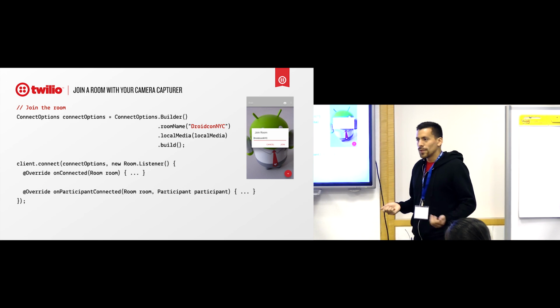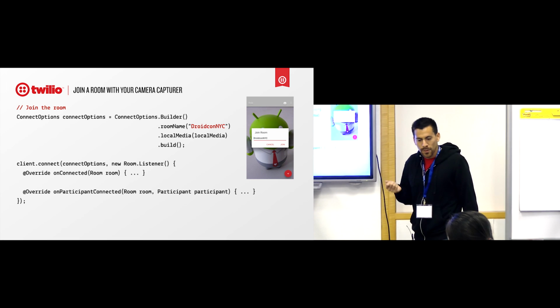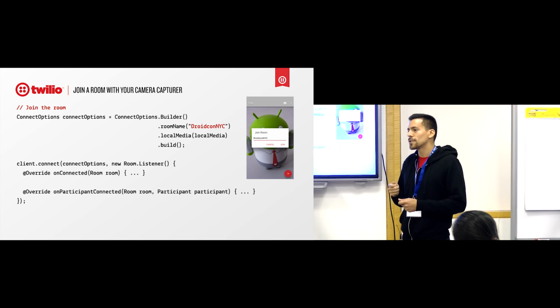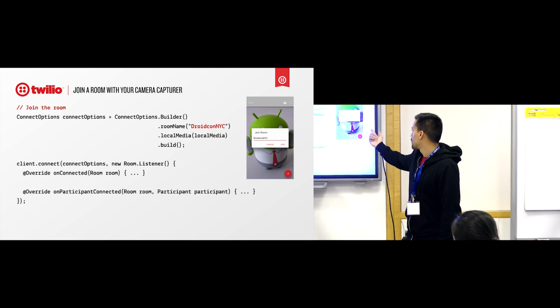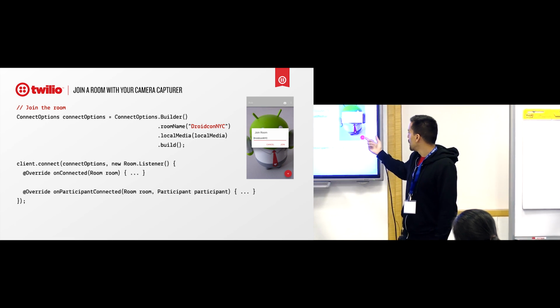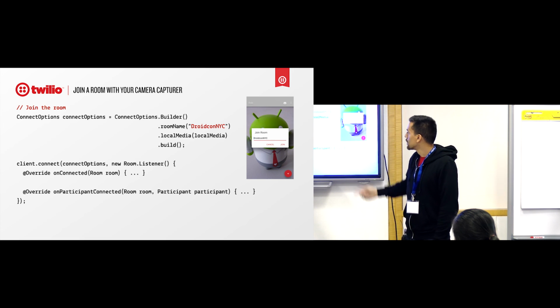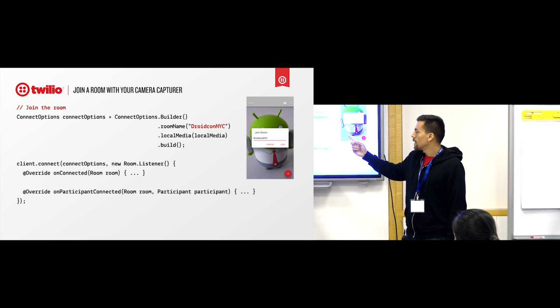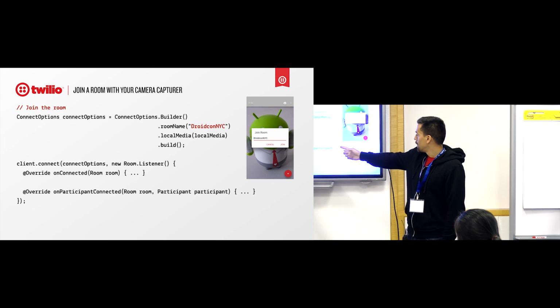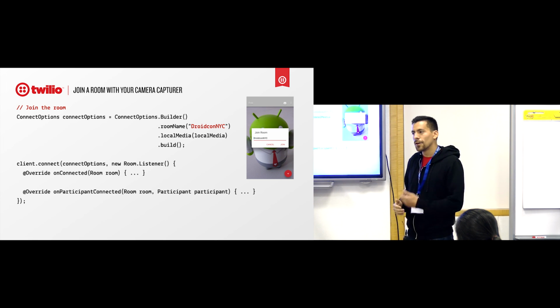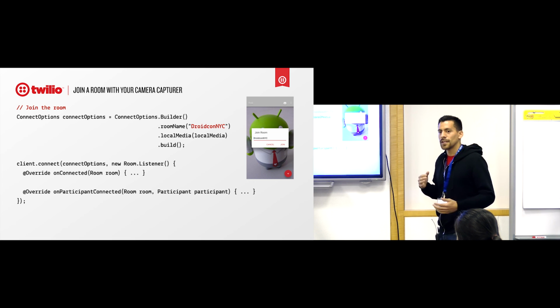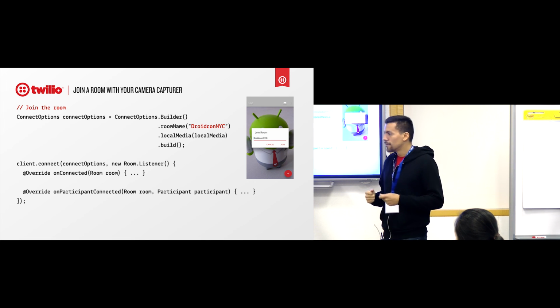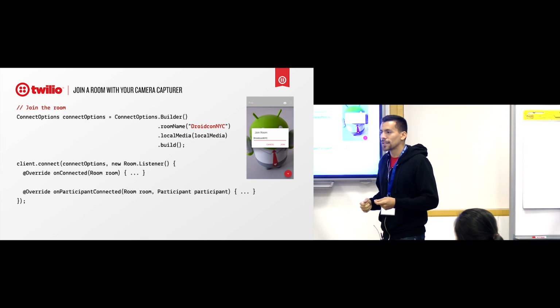So next, I want to join the room. There's a builder called Connect Options, and it allows you to specify a number of different options. But the two that I just want to highlight are the room name and the local media that you'd like to share. At that point, with your client, you can then connect to the room. And at a later time, you'll get an on-connected callback, and you can start learning about the different participants that are in the room and also start getting callbacks for the various tracks that they're sharing.